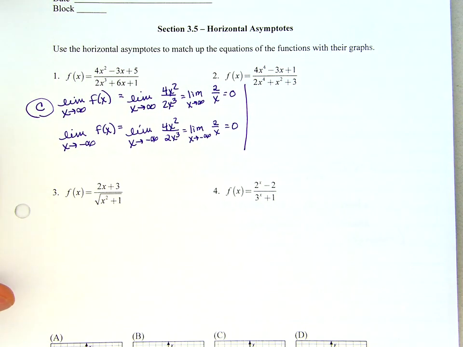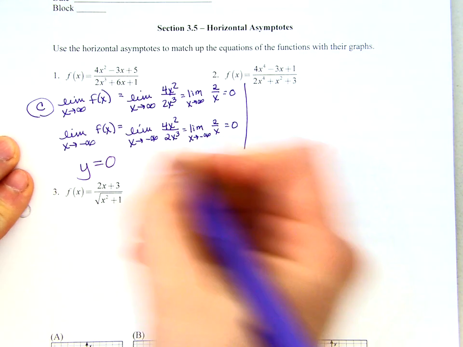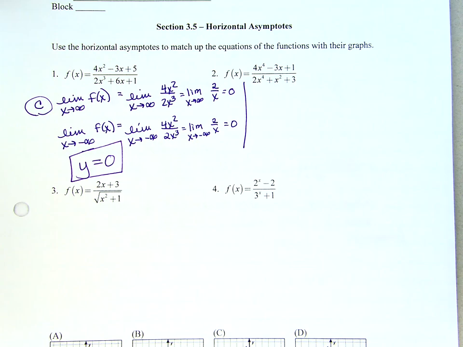Try the same thing in number 2. Find the limit from the left, the limit from the right. Oh, hold on, sorry. I also wanted to add in the equation of my asymptote. The equation of my asymptote, y equals 0. Go do that in number 2. Find your 2 limits, figure out the equation of the asymptote or asymptotes, and then tell me what letter it is.